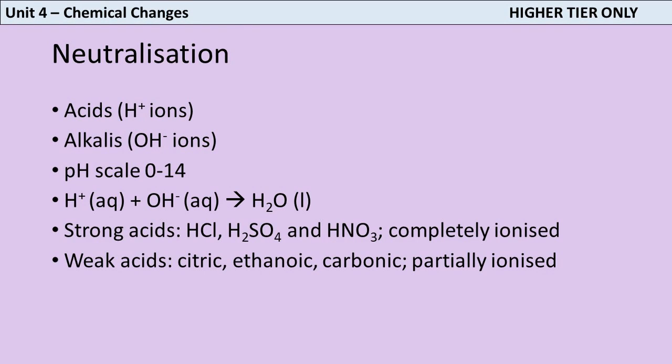If you're sitting higher tier, you need to know the difference between strong acids and weak acids. This is different to concentrated and dilute. So strong acids are hydrochloric acid, sulfuric acid, and nitric acid. They are acids that are completely ionised in water. That means as soon as they dissolve, they give up their hydrogen ion. Weak acids, like citric acid, ethanoic acid, and carbonic acid, are only partially ionised. So some of those particles, when they dissolve, will give up a hydrogen ion, but some of them will remain intact.